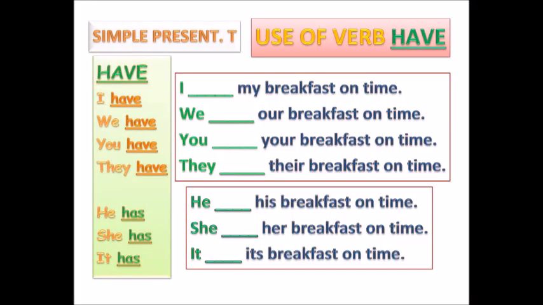Use of verb have. I, we, you, they have. He, she, it has. Now use verb has or have and try to do this exercise.